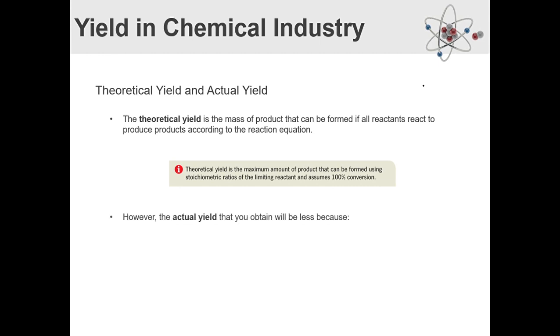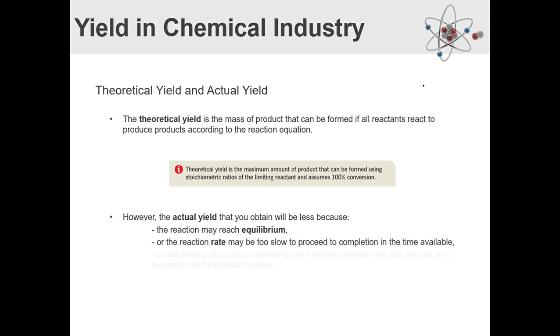So, as you may have guessed, the actual yield that you obtain will be less because the reaction may reach equilibrium, or the reaction rate may be too slow to proceed to completion in the time available, or reactants and products are lost during transfers between reaction vessels or in separation or purification stages.